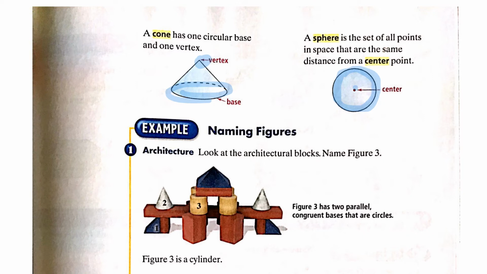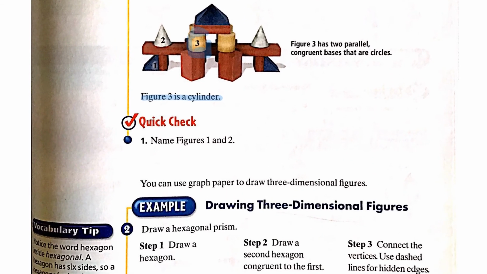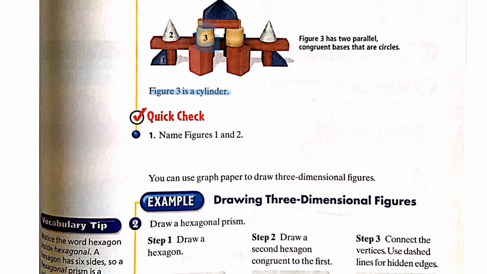Okay, so architecture. Look at the architectural blocks. Name figure 3. So here's figure 3. It has two parallel congruent bases that are circles. So therefore figure 3 is a cylinder. Now it wants you to name figure 1 and figure 2. So figure 1 has the shape of a triangle and it's three-dimensional, so it is a triangular prism.